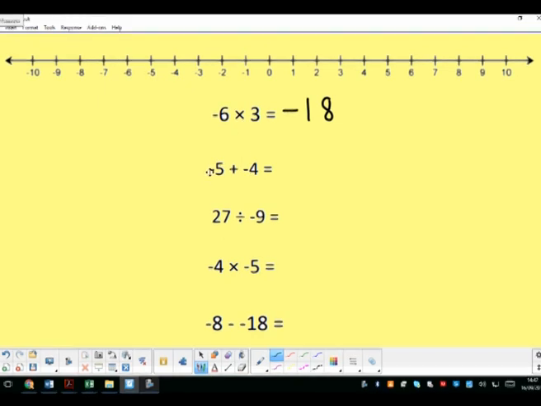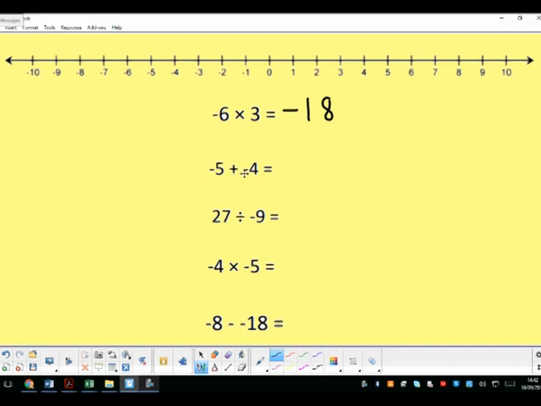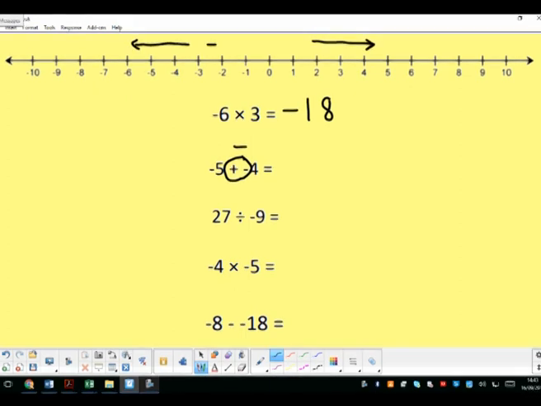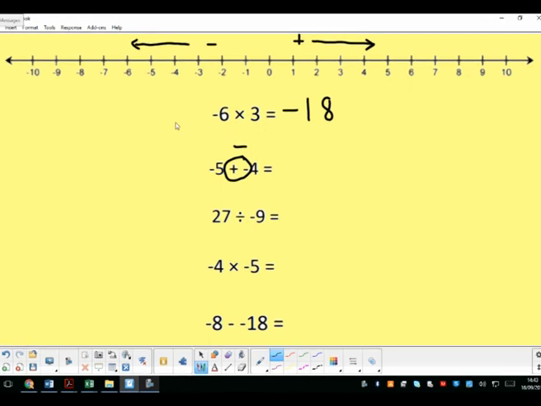Here we've got negative 5 plus negative 4. When we have an add and a negative after it, these two become a minus. So we start at negative 5 and we're taking away 4. Remember, if we're taking away, we're going to the left, and if we're adding, we're moving to the right. So if we're starting at negative 5 and we're taking 4 away, 1, 2, 3, 4 takes us to negative 9.